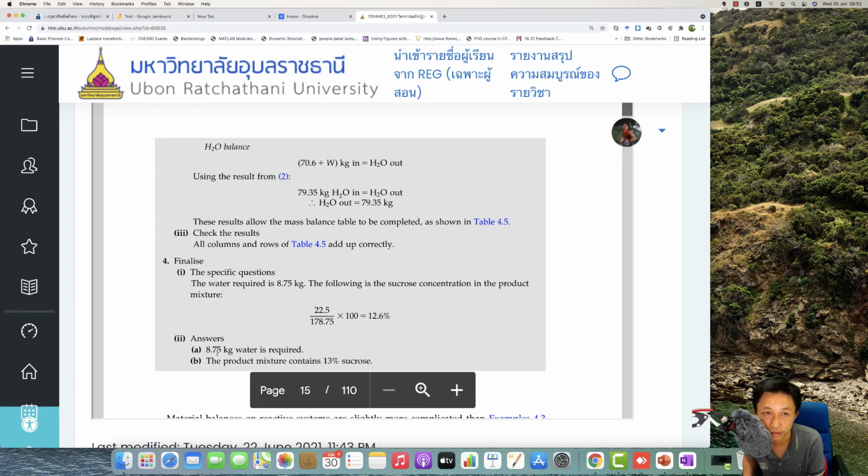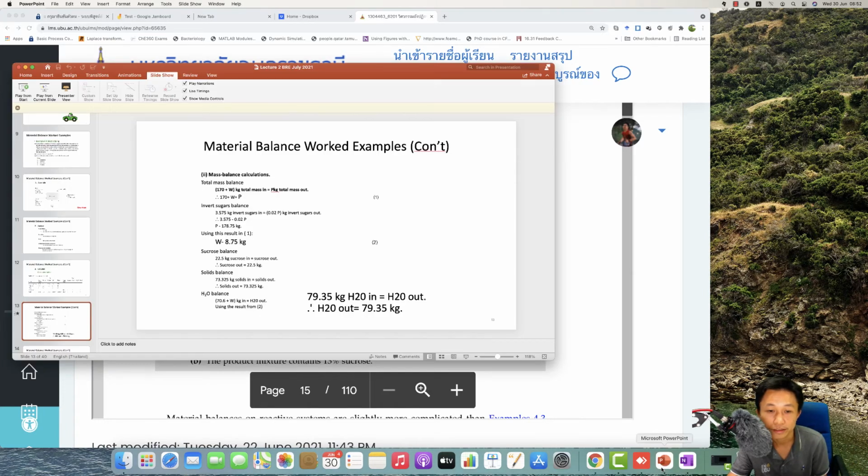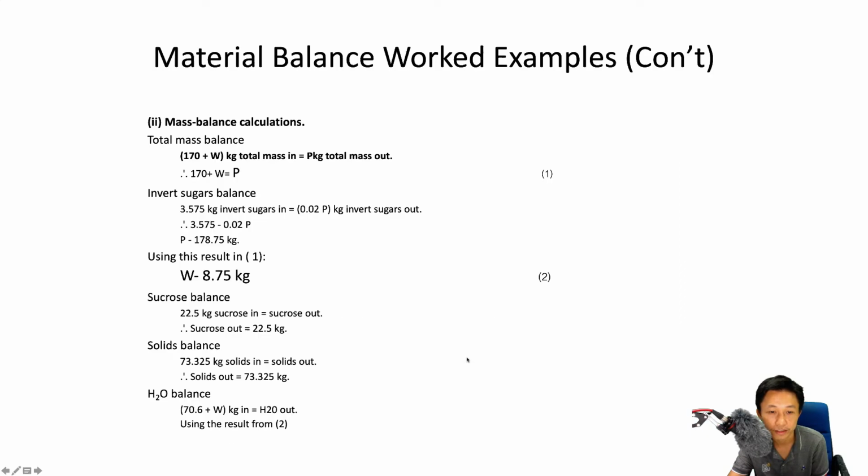I don't know why this doesn't work. Let me see first. Okay, I cannot write down anything. Should be fine. Let us continue first.